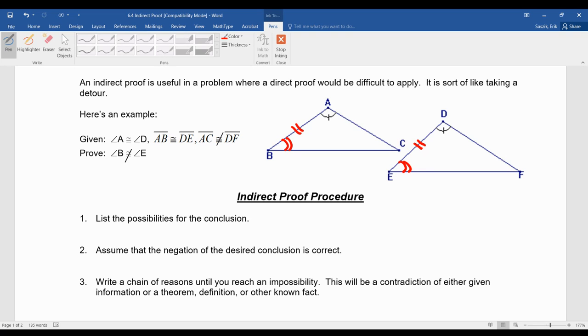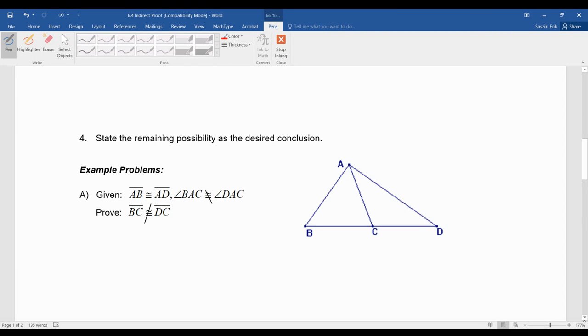If the triangles are congruent based on ASA, that means that AC would be congruent to DF by CPCTC, but we were told that those are not congruent. So that means our initial assumption had to be false, because we showed this contradiction. We assumed that these were congruent, but if they are congruent, we come up with an impossibility. So our assumption that they are congruent was wrong, so these angles must not be congruent. Does that make sense? Don't worry, I'll walk you through one here. It's actually not too bad.